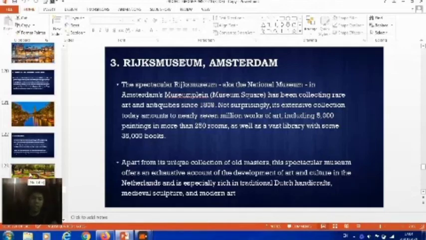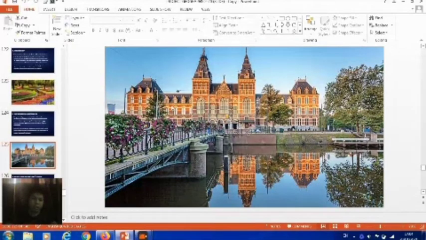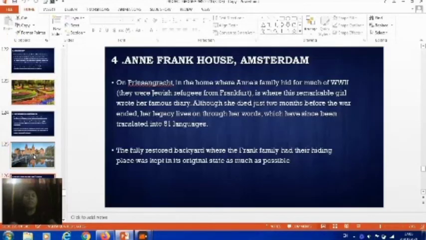Dan ini adalah contoh gambarnya, iaitu museum di situ. Seterusnya adalah Anne Frank's House, yang mana terletak di Amsterdam. On the place, the home where Anne Frank hid.